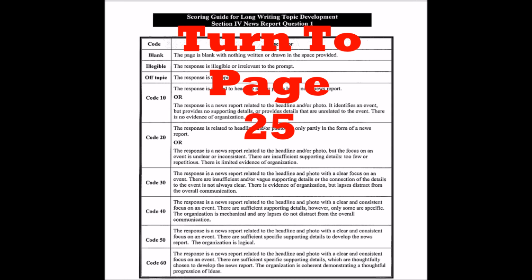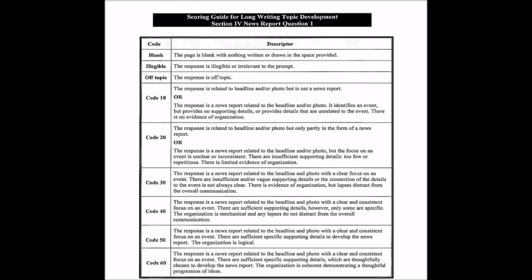Turn to page 25. This is the rubric your OSSLT evaluator will be using to grade your news report. Look at code 60. It says, the response is a news report related to the headline and photo with a clear and consistent focus on an event. There are sufficient, specific supporting details, which are thoughtfully chosen to develop the news report. The organization is coherent, demonstrating a thoughtful progression of ideas. Using the triangle, circle, square will help you achieve all of this.